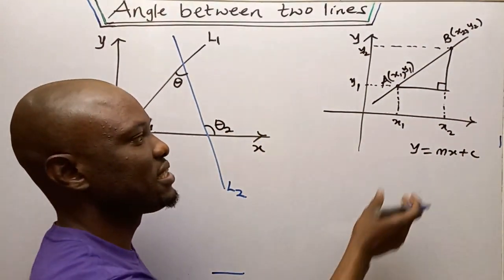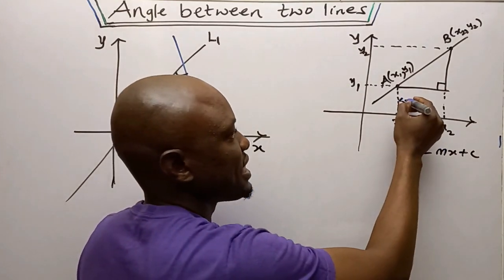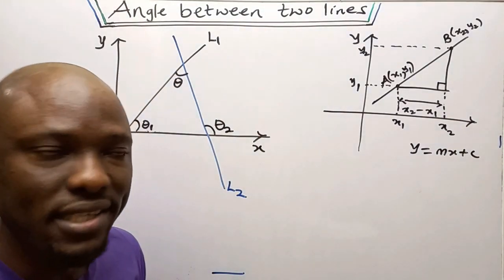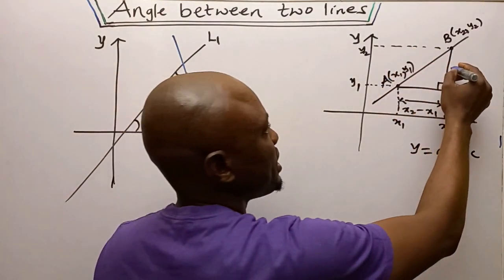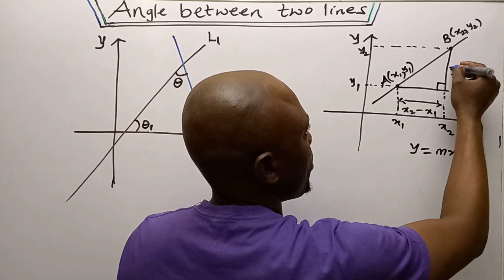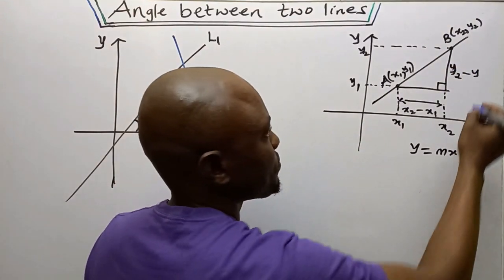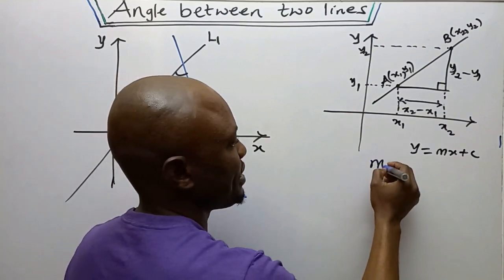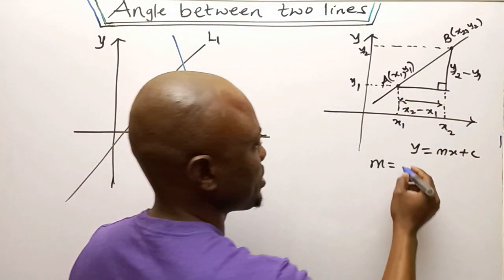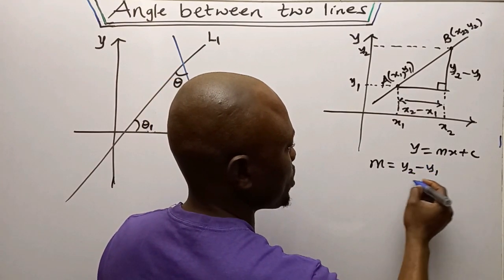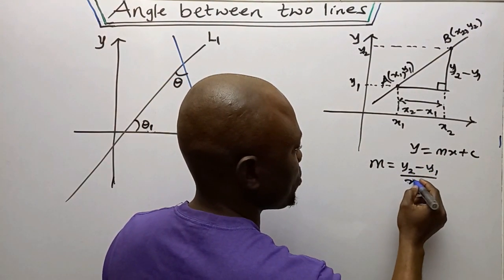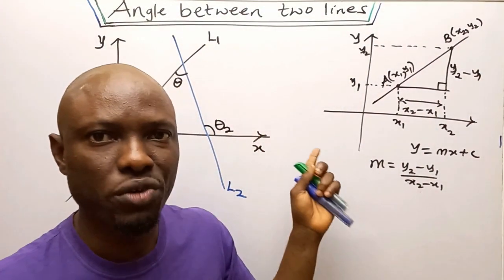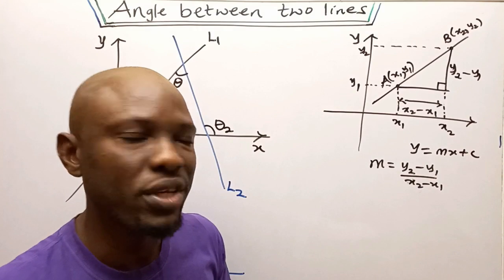Now we can see that on the x coordinate, the distance is actually x sub 2 minus x sub 1. Similarly, on the y coordinate, it is y sub 2 minus y sub 1. Now, if I want to find the slope, which represents m, it is y sub 2 minus y sub 1 over x sub 2 minus x sub 1. So that gives us the slope. I know you're very familiar with the slope equation.